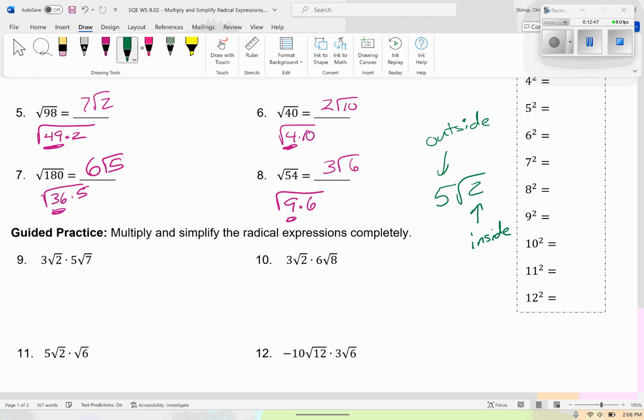Make sense? All right, so number 9. I'm going to multiply the outsides first. So 3 times 5 is what? 15. Then I'm going to multiply the insides together, and I'm going to get 14. Hey, I have a question. We're not done yet. Well, we might be. Is 14, will 14 break down to any of those blue numbers on the board? Any of the perfect squares?